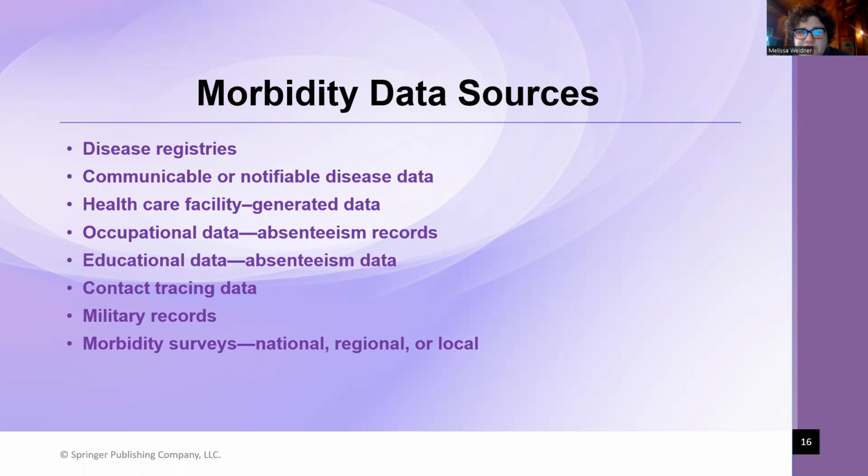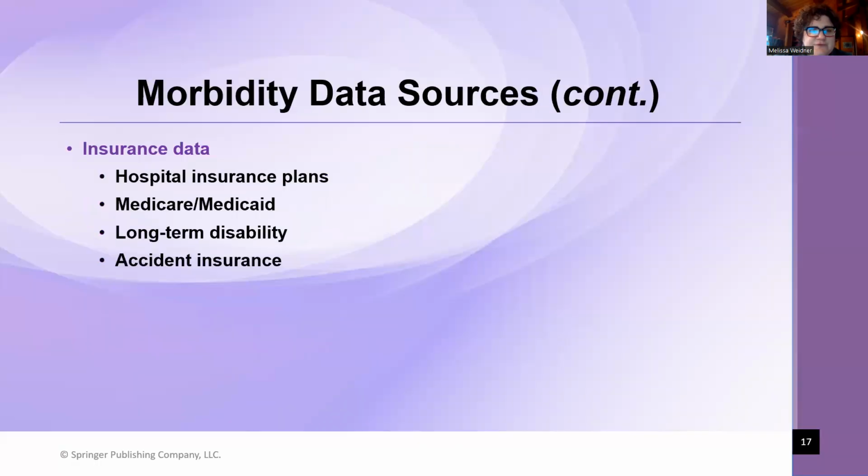Healthcare facilities generate data. There's occupational data such as absentee records, educational data. Again, absentee records is one of them. Contact tracing data, military records. There are morbidity surveys, both at the national, regional, and local level. And another source is insurance data. And what they use there is the hospital insurance plans. Medicare and Medicaid collect this information, long-term disability, and accidental insurance.